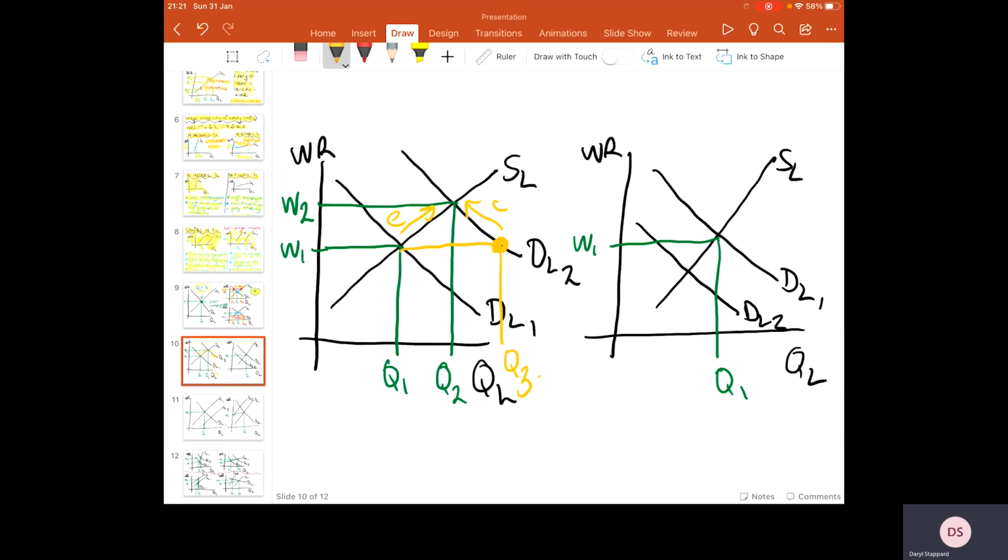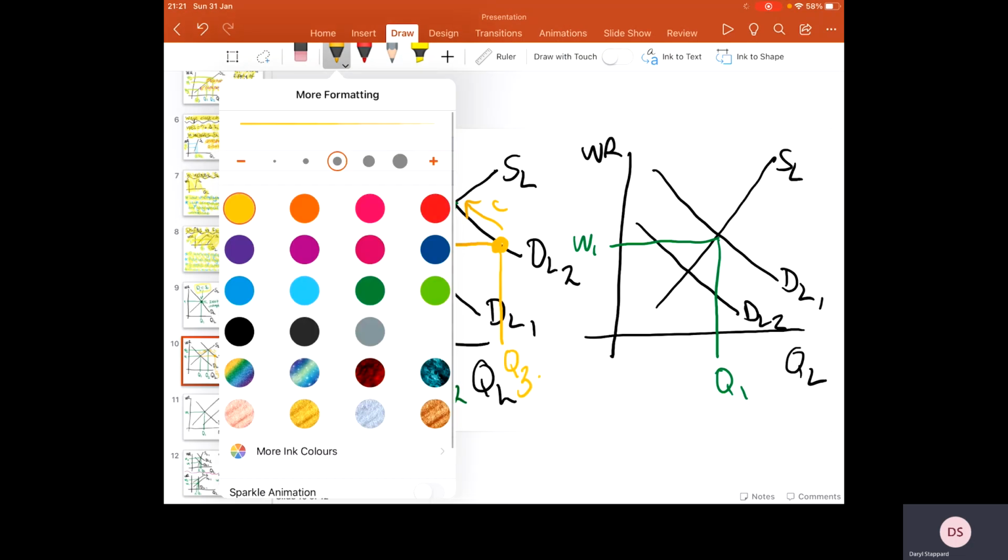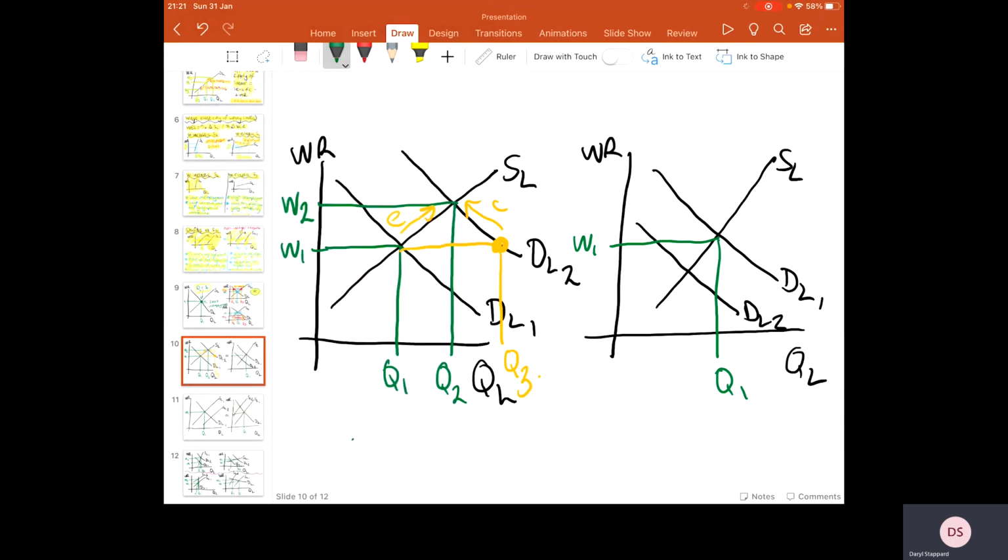So you can see that when we have an outward shift in the demand for labour, what we're going to see in the labour market will be a growth in the wage rate and an increase in the number of people employed in the economy.